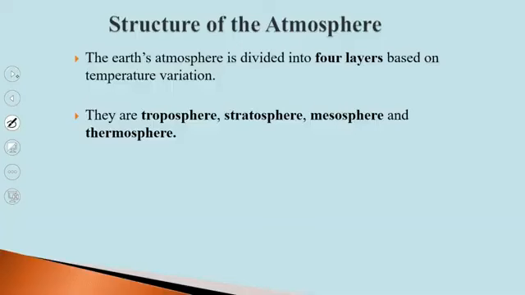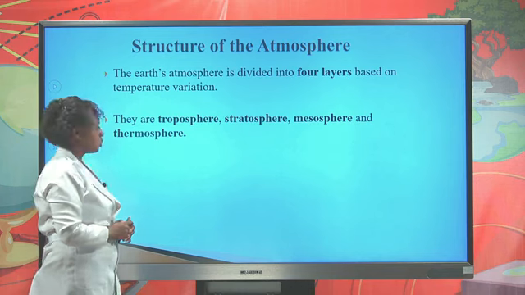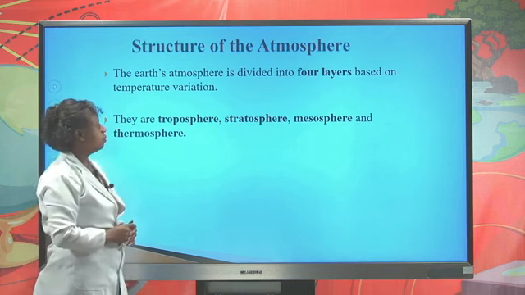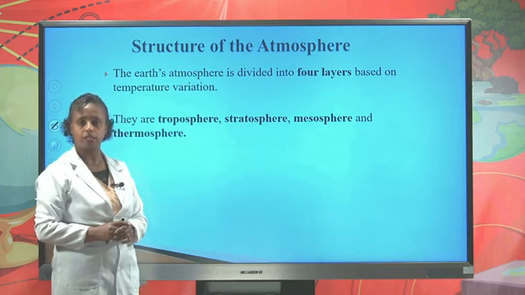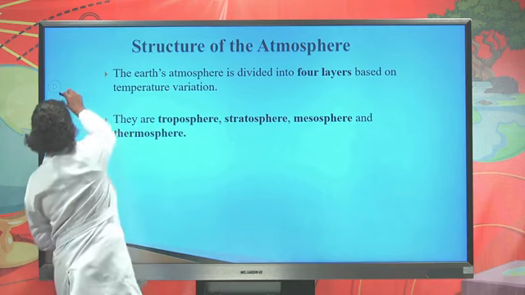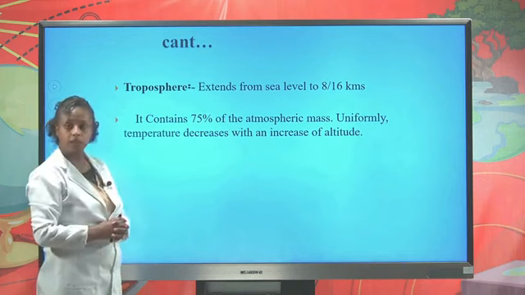Let us see the structure of the Earth's atmosphere. The Earth's atmosphere is divided into 4 layers. They are troposphere, stratosphere, mesosphere, and thermosphere. These are the 4 layers of the Earth's atmosphere. Let us see each layer of the atmosphere one by one.